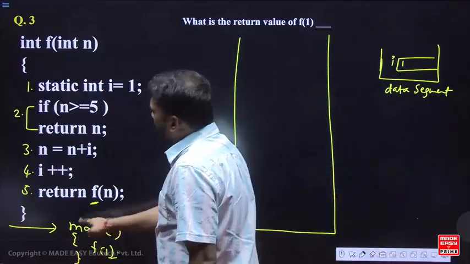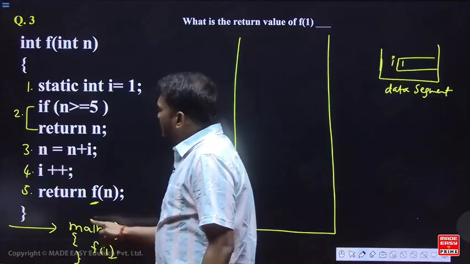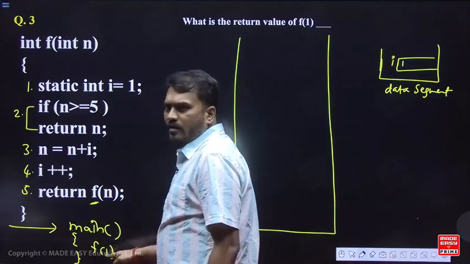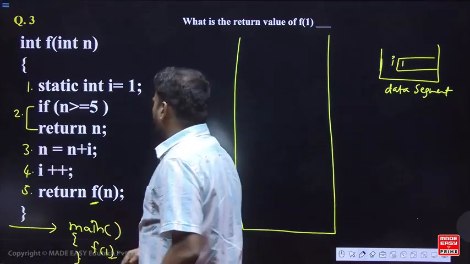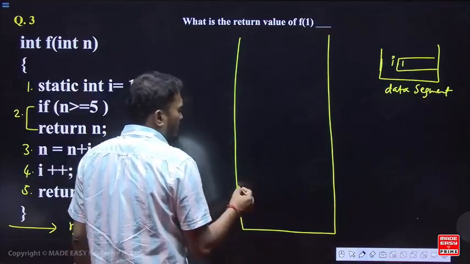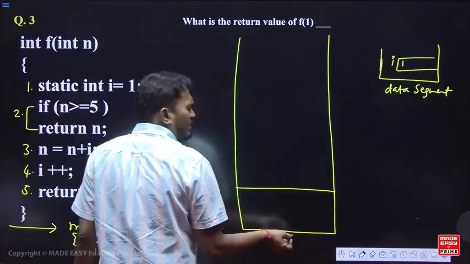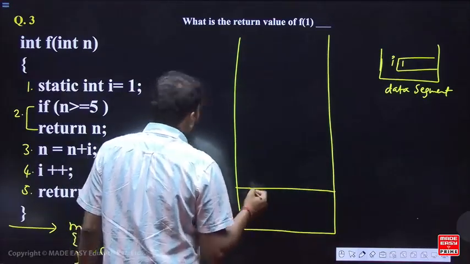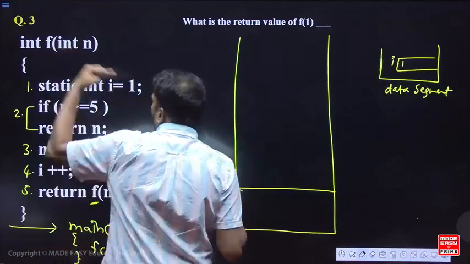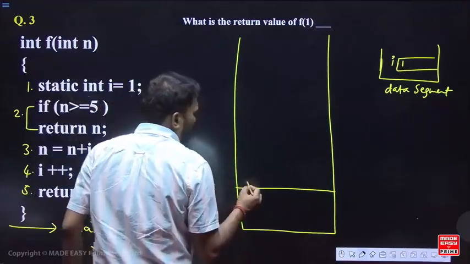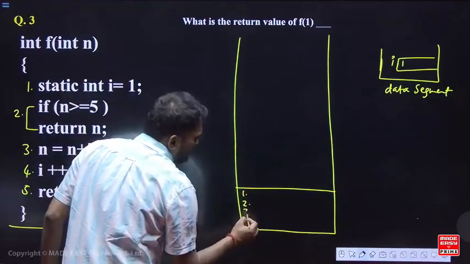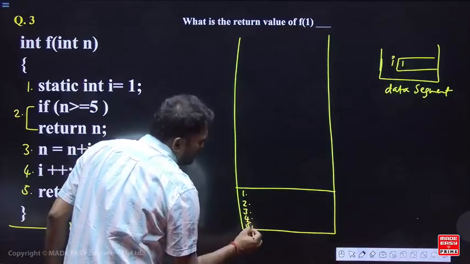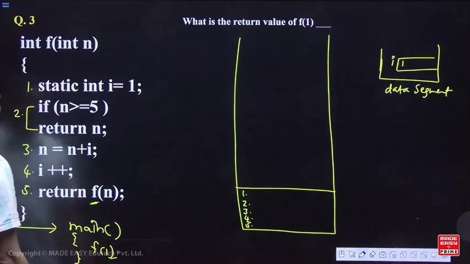Now first time main function will be pushed into stack. In the main function you are calling f of 1. This is the meaning of the question. So first main function will be pushed into stack. I am not drawing the main function because you can understand. So first time when you call this function f, how many statements are there? 1, 2, 3, 4, 5 statements are there.